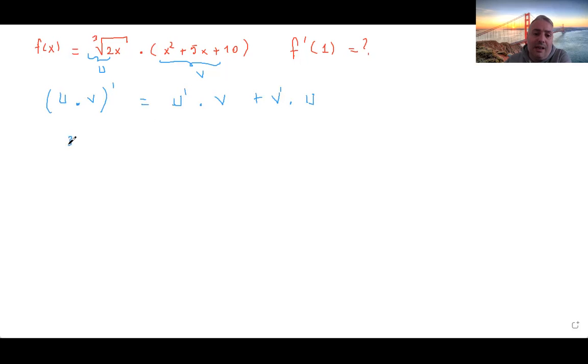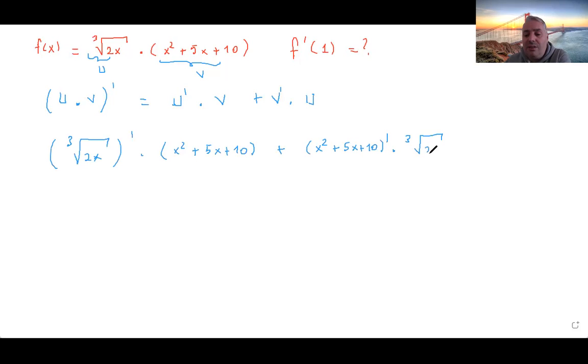It means that I will have the derivative of the cube root of 2x times the second function itself, copy paste, and then plus the second function's derivative times the first function itself. Now this should be evaluated. So how can I do this?